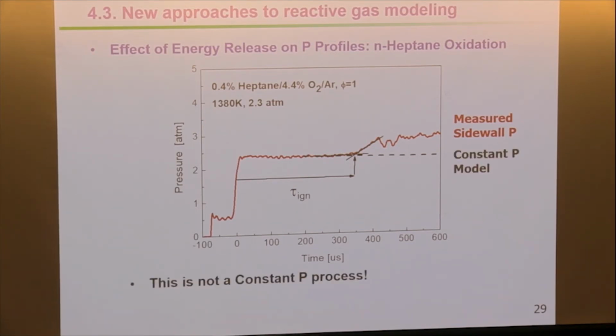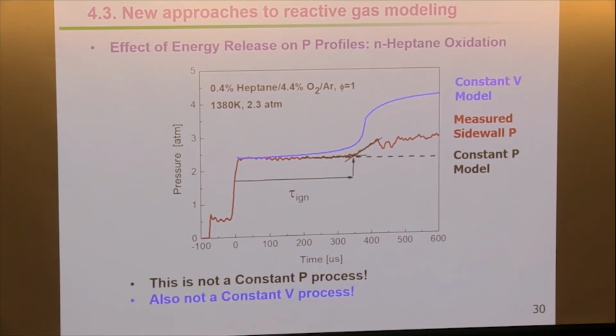Constant pressure model is obviously not right. Well, what about the constant? So if you do a constant volume simulation, that's not right either. The blue. So the reality, which is the red, is somewhere in between. It's not exactly constant volume, it's not exactly constant pressure.